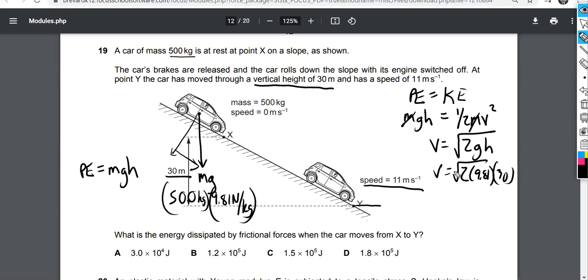Now, when we solve for this velocity, I can almost guarantee you it's not going to be 11, but it's going to be higher than 11. Because, again, this is saying there's no energy lost. All of the potential energy gets converted to kinetic. And that's not the case because they're telling us what the speed is. The question would have friendlier wording if it said, if the speed is only 11 meters per second, then how much energy was dissipated by frictional forces?